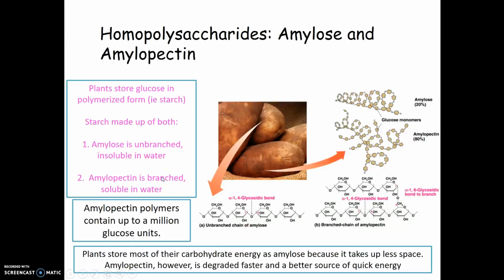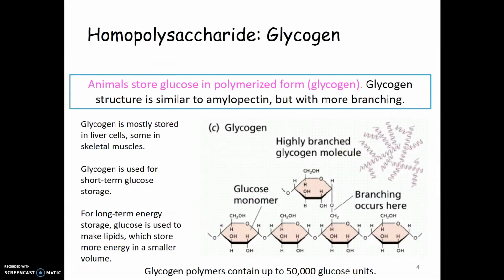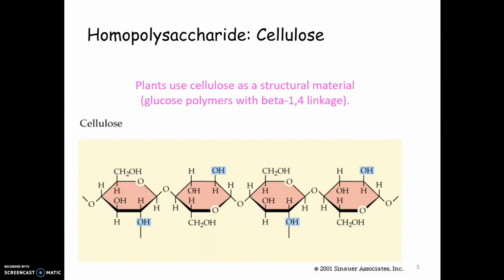Our glycogen and our starch are what plants and animals use to store energy. Cellulose would be what plants use for structure. All right, so how do we utilize cellulose? We can't break it down. Well, this is what we refer to as fiber.